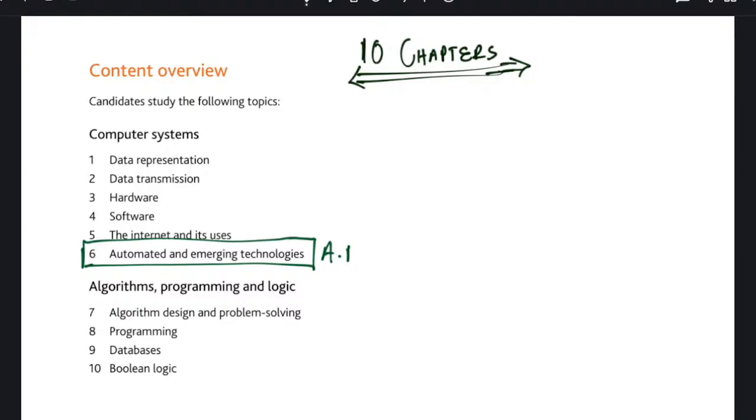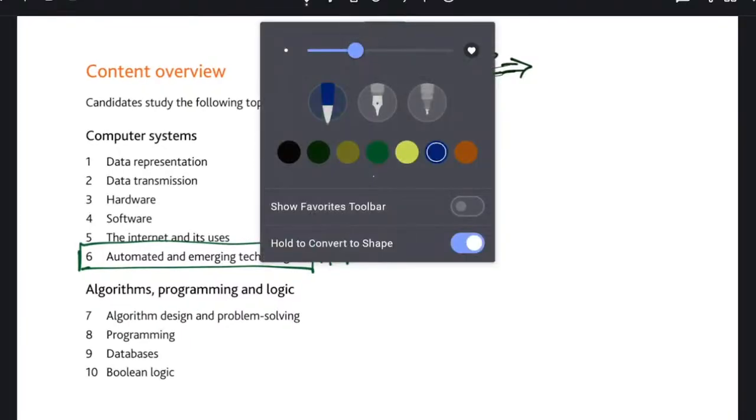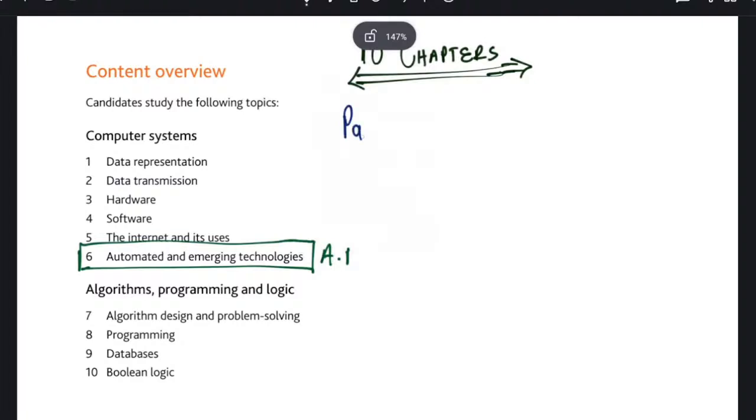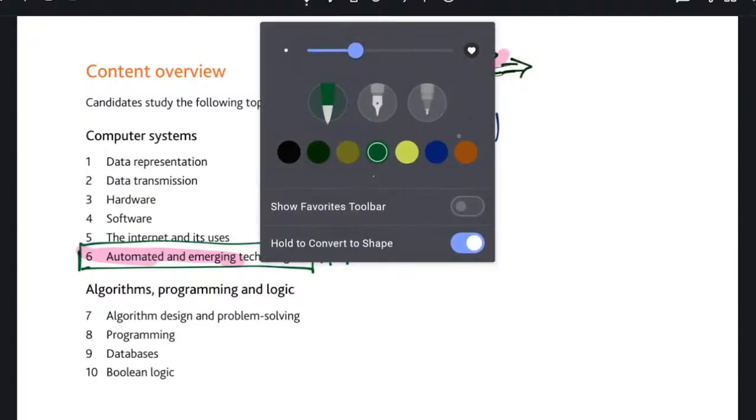Let me say it like this. Computer science has two papers. One paper is the theory one. It is 10 chapters in total, but the chapters are split into six then four. It's not five, it's six then four. From topics 1 to 6, they look pretty easy. The only part I struggle with is 7 to 10, which is coding and all that, JavaScript and stuff.